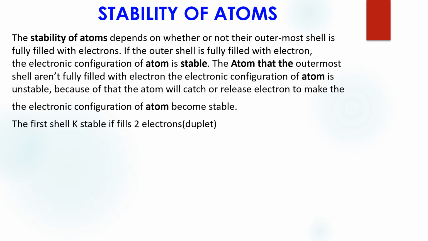The first shell K is stable if it fills 2 electrons. This stability is called duplet. The second shell L is stable if it fills 8 electrons. This stability is called octet.